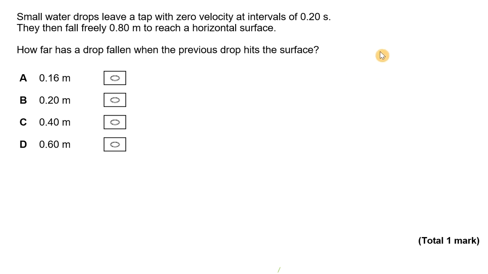Hello, here's another A-level question, multi-choice question on the mechanics topic. If you want to try to answer this question yourself, pause the video now. If you've got the answer B, well done.